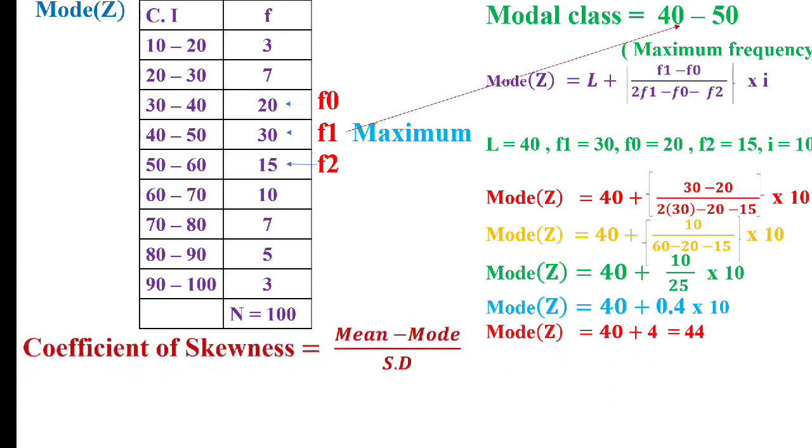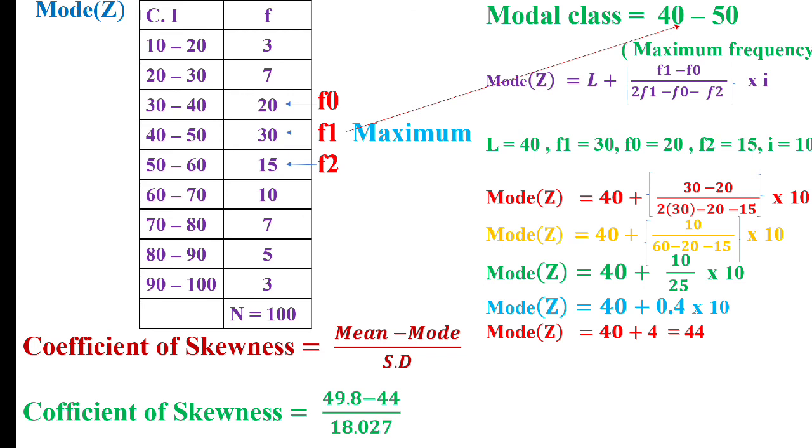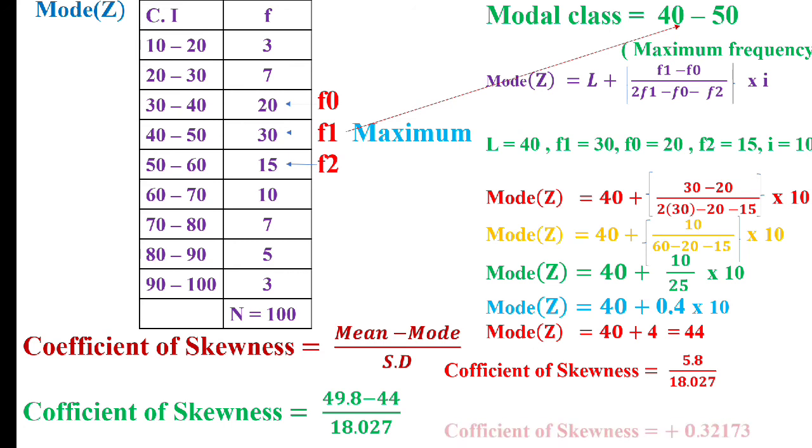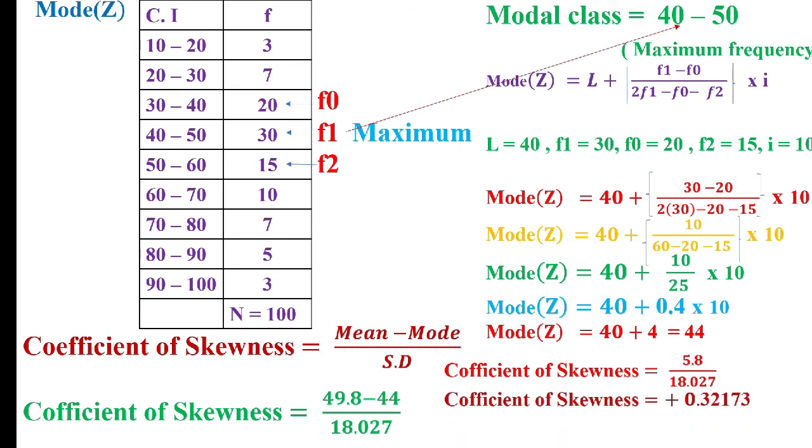So the coefficient of skewness equals mean minus mode divided by standard deviation. We know the mean, mode and standard deviation values. Substituting, 49.8 minus 44 divided by 18.027. 5.8 divided by 18.027 gives 0.32173. This is a positive value. The given distribution is positively skewed.